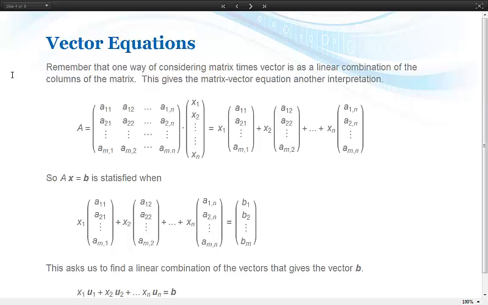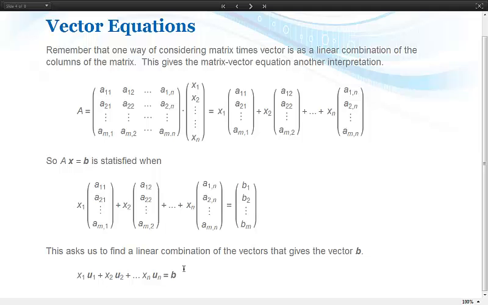But remember, one way of considering matrix times vector is as a linear combination of the columns of the matrix, and that gives us another way to look at the matrix vector equation. So here's the same setup. We have matrix times vector, but now we view it as a linear combination of columns. I'm going to have x1 times the first column plus x2 times the second column up to xn times the nth or last column of the matrix. So viewing it this way, Ax equals b is satisfied only if we can find x's so that the linear combination of the columns gives the b vector.